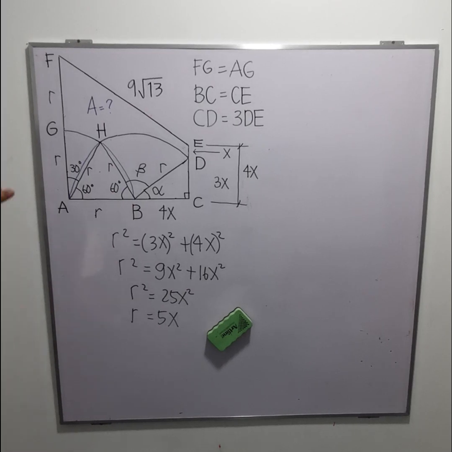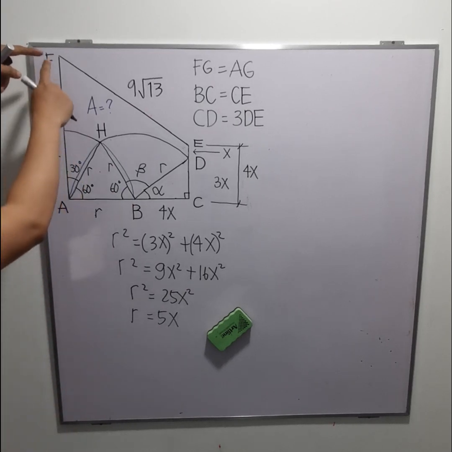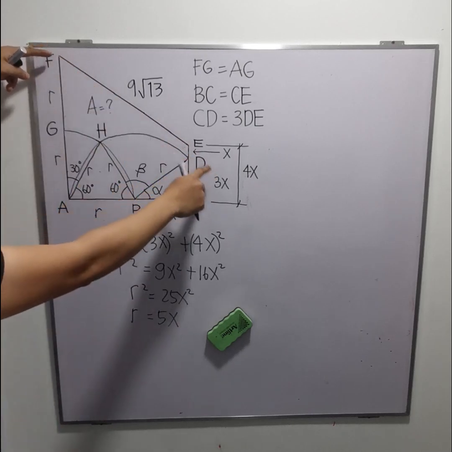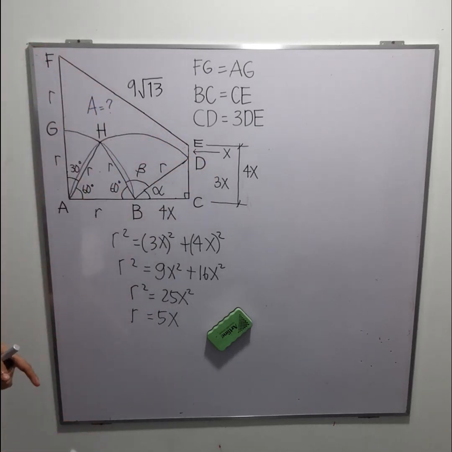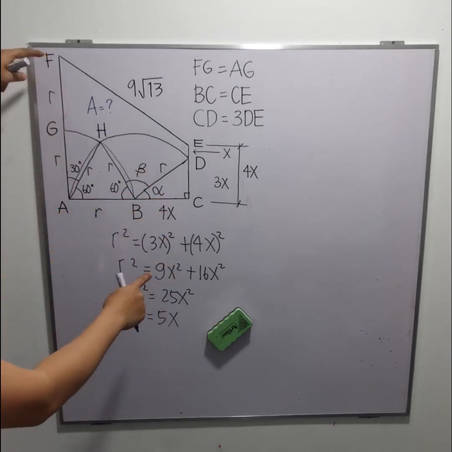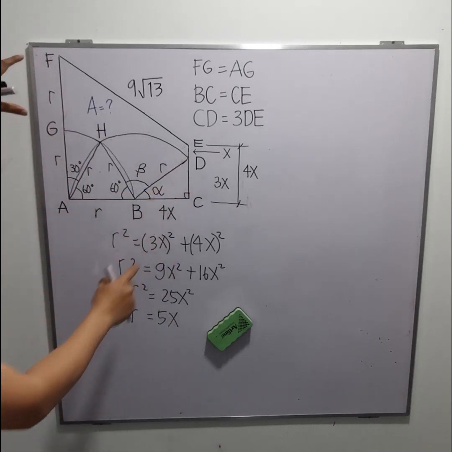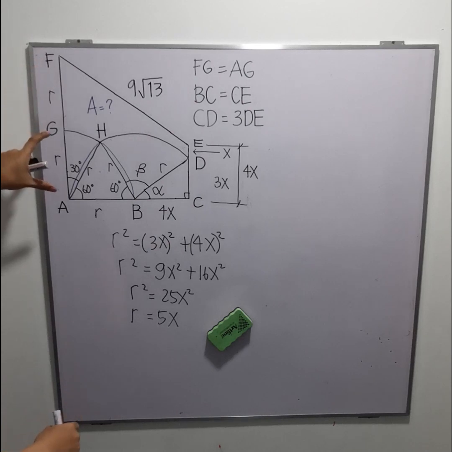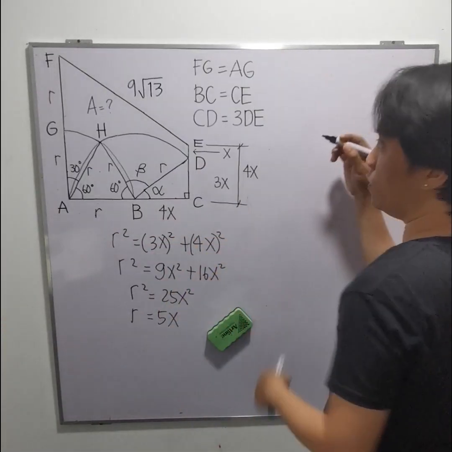Okay, so after that, the only known value is Fe, right? So maybe we can use that value to solve for x, because we have r in terms of x already. So that's it.